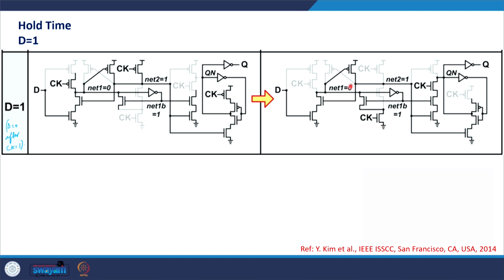But suppose before net 1 discharges to 0 and net 2 remains at VDD. So, net 1 has turned to 0 when clock turns high, and before clock turns high, because D was 0, net 1 was already at 0, and in this case net 2 was already at 1 because it was precharged through this. So, both net 1 and net 2 are having the required states before the clock turns high. So, in this case the hold time should be 0.